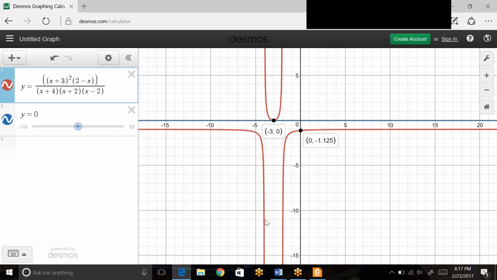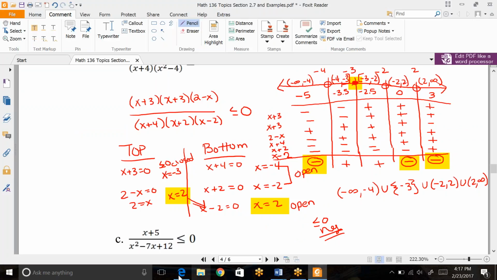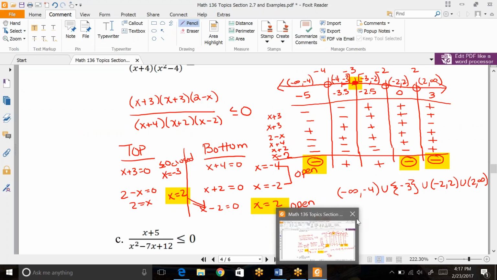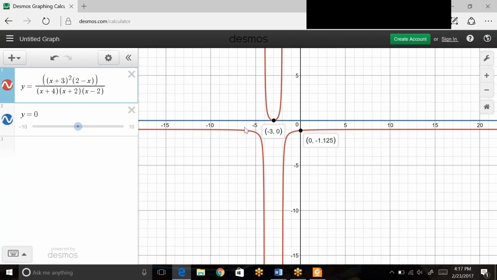Okay, so let me show you this issue right here. Notice we have from negative infinity to negative 4 that this is below the x-axis. So that's right here. Trying to show you with my arrow, this is from negative infinity all the way to negative 4, and notice this whole red chunk is under the x-axis, which is blue right here.